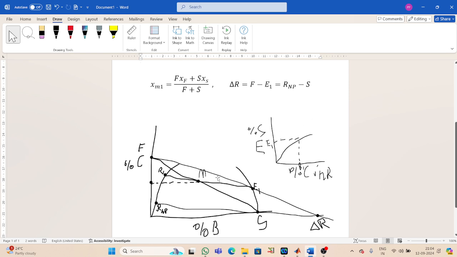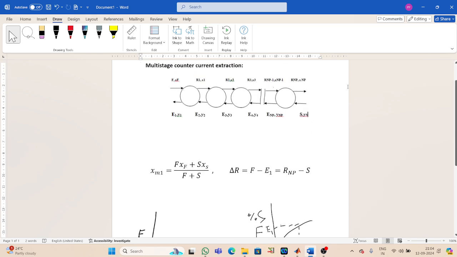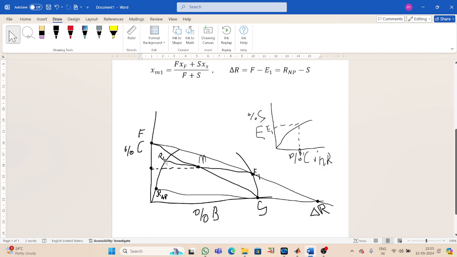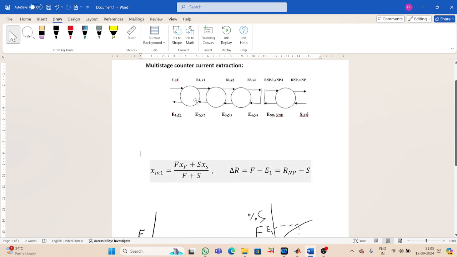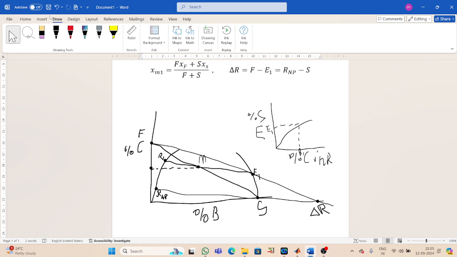Now as we see, F minus E1, RNP minus S is also equal to the difference between R1 and E2, R2 and E3, R3 and E4. Similarly, like this, it's equal. Therefore, we will extend R1 to delta R and hence we'll find E2. Here, R1 minus E2 is also equal to delta R, in the same logic. It's just a material balance equation. Using that logic, we will extend R1 to delta R.